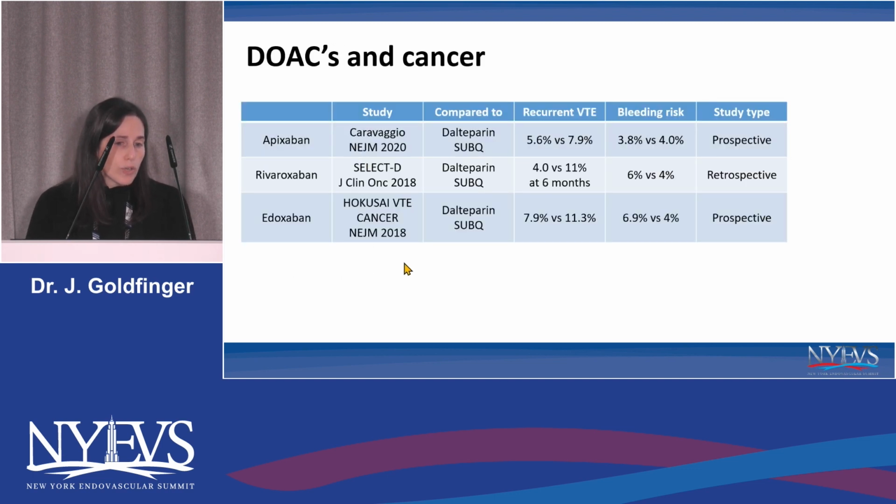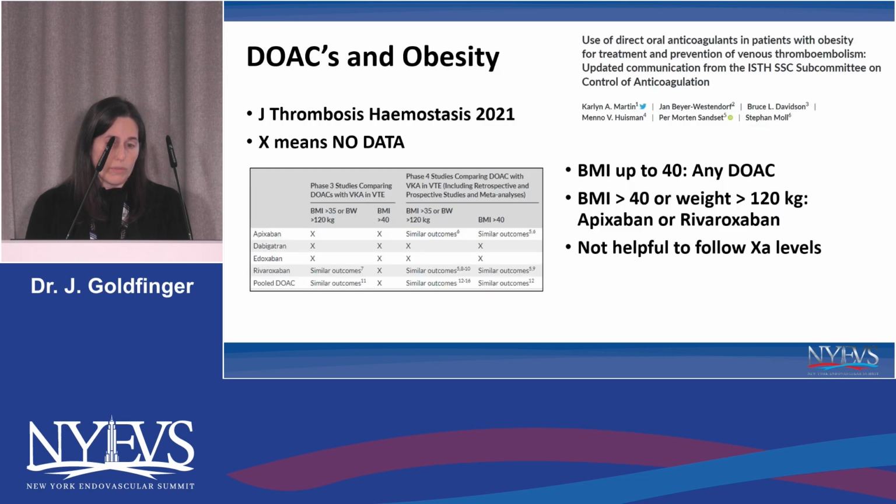So looking at the direct oral anticoagulants and cancer, all three were compared to dalteparin, which is a sub-Q. Rivaroxaban is only retrospective. All three reduced the risk of a recurrent clot significantly. However, the risk of bleeding was the issue. So for apixaban, the bleeding risk was equivalent. For the other two, there was more bleeding with the direct oral anticoagulants compared to dalteparin. And so the oncologists have embraced apixaban, or low molecular weight heparin, as the drug of choice and really are not using the other two.